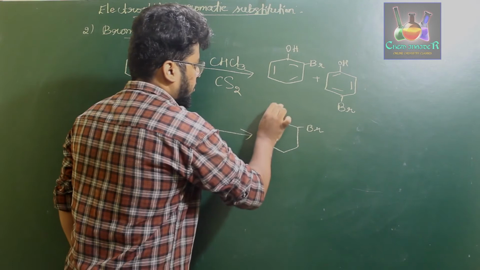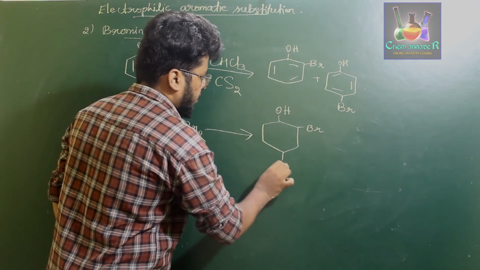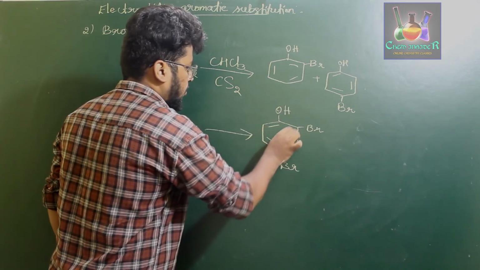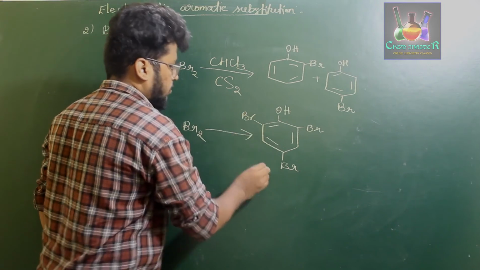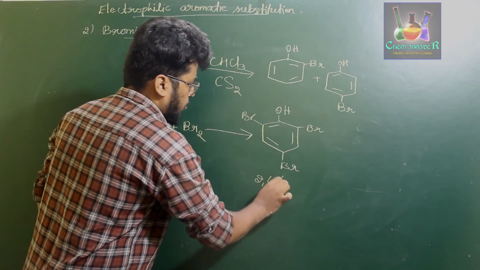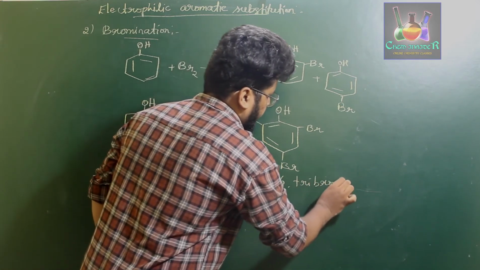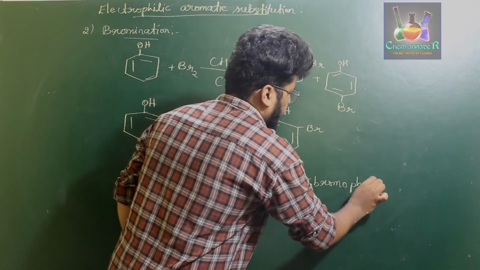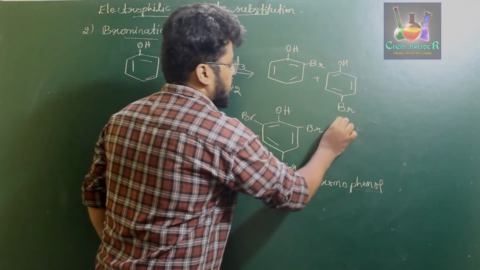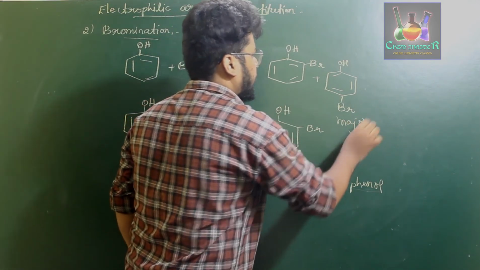2,4,6-tribromophenol. It forms 2,4,6-tribromophenol. So out of these two, the major product is the para-bromophenol.